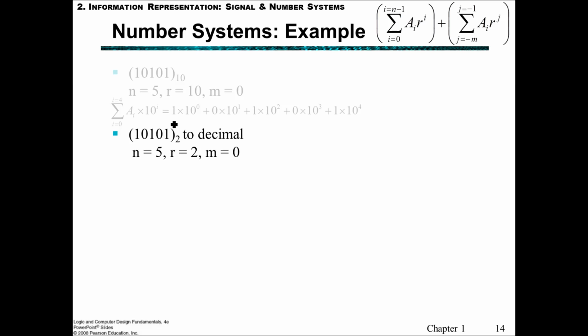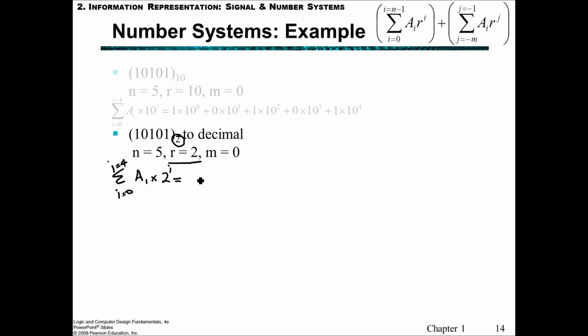So the difference between the first example and the second example is the radix. So we've got 10101 and the radix is 2. So this is the one that changes. So we'll once again use this summation, i equals 0 to i equals 4, a_i times, this time the radix is 2, so 2 to the i. Once again, there's no digits to the right of the radix point, so m is equal to 0. And we can go through. This will give the value of this binary number in decimal.